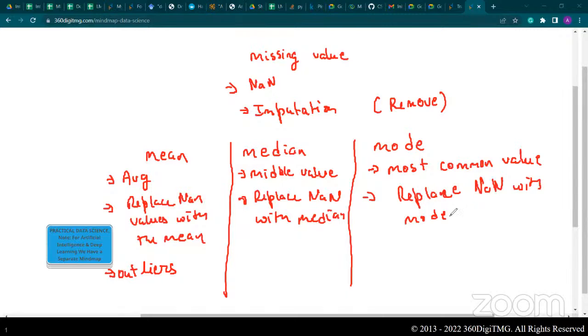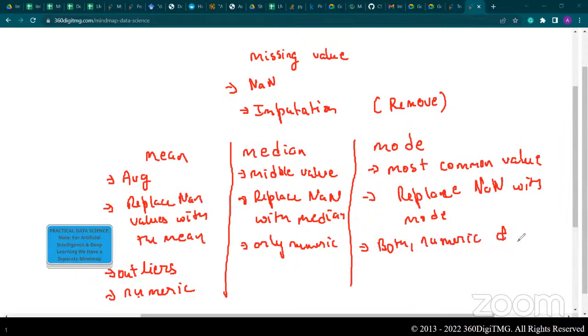Now, one more important distinction. Mean and median can only be used on numeric data. Mode can be used on both numeric and categorical. All right, so this is imputation.